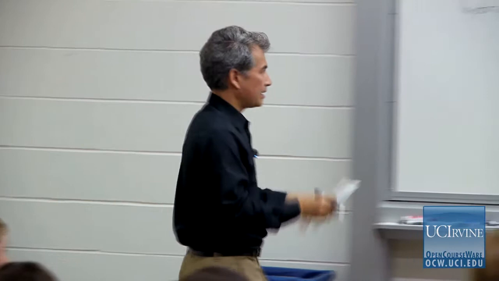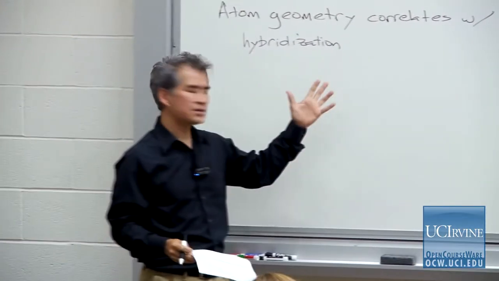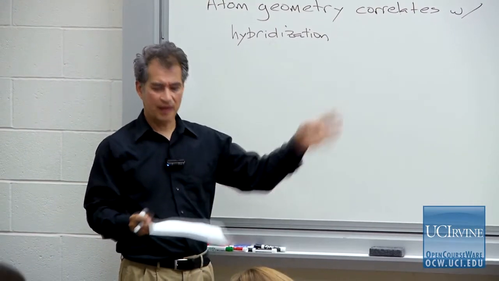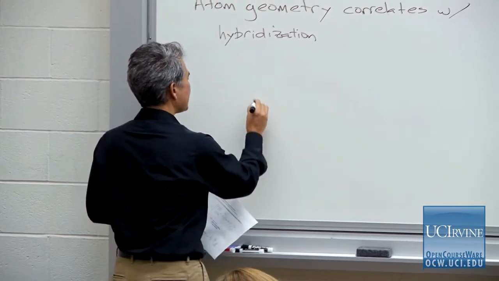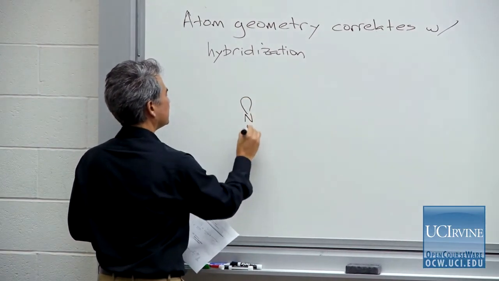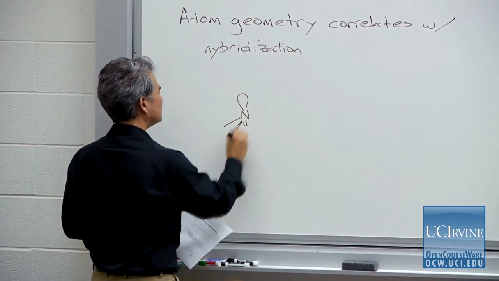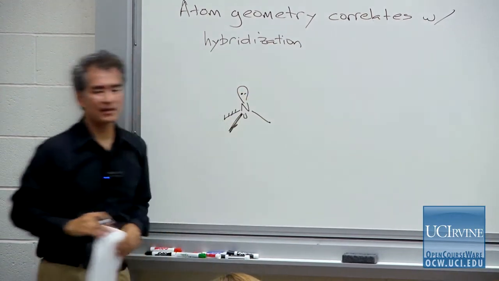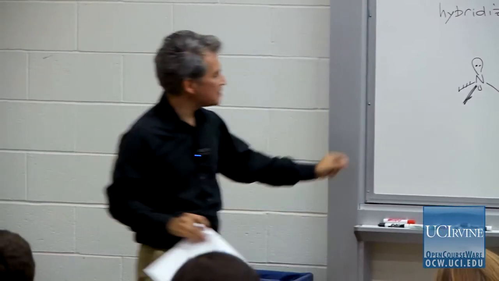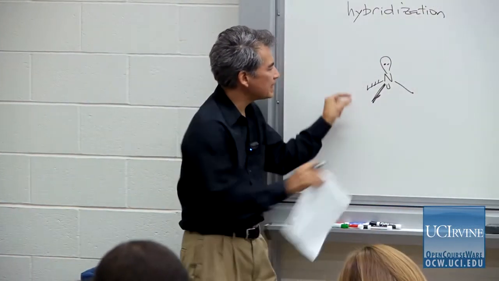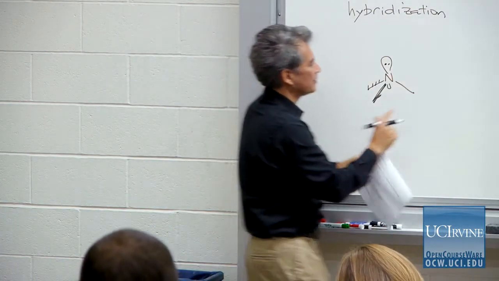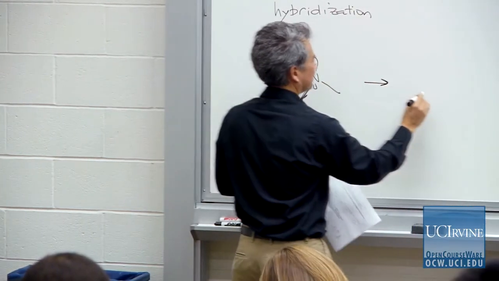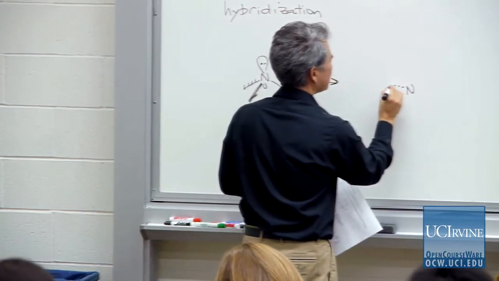Atom geometry correlates with hybridization. Correlates isn't a strong enough word, it equates with hybridization. So if I were to take a nitrogen atom, if I were super small, and I could reduce myself to the atomic level, and I could grab onto these bonds on ammonia or an amine and stretch them upward so that this were a planar molecule.